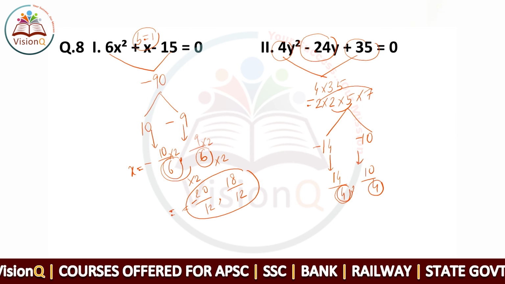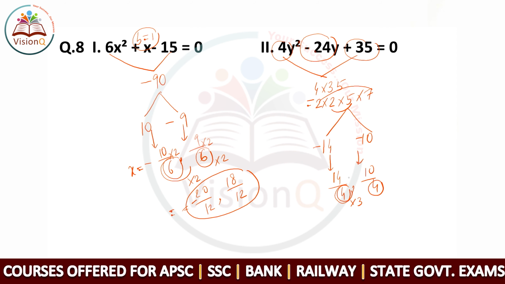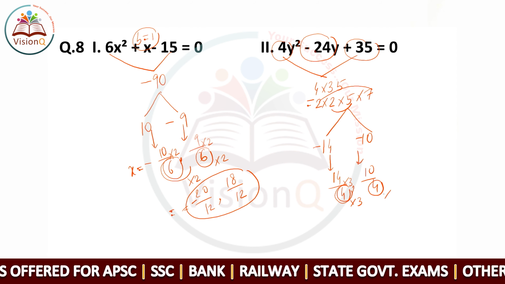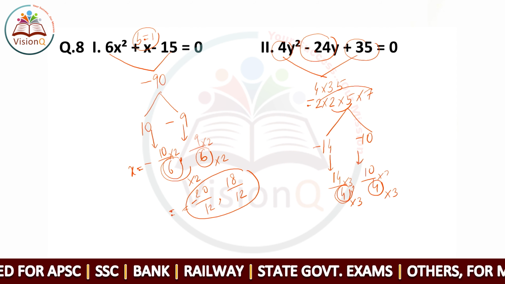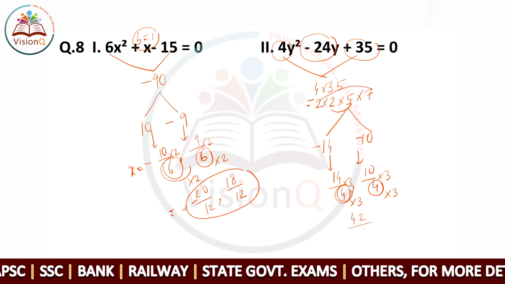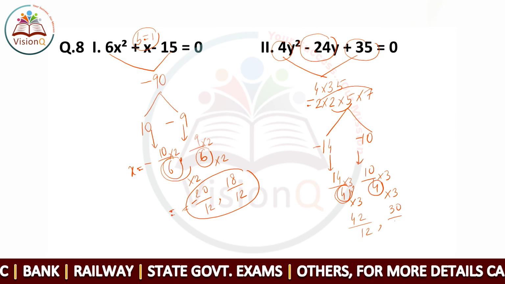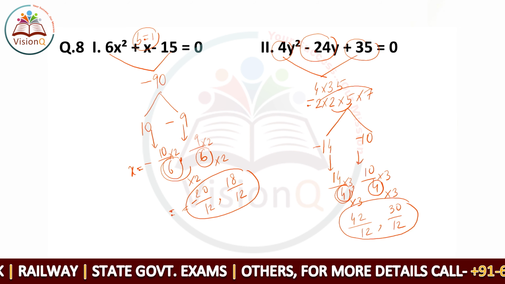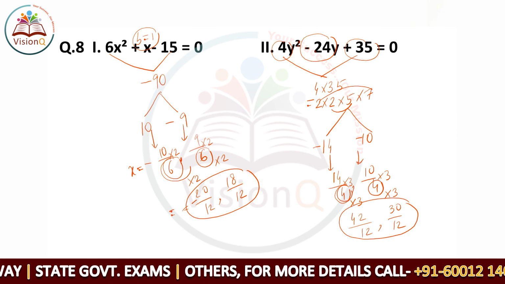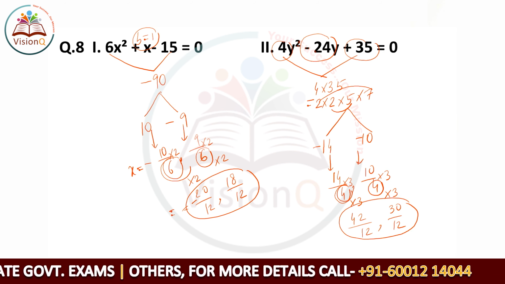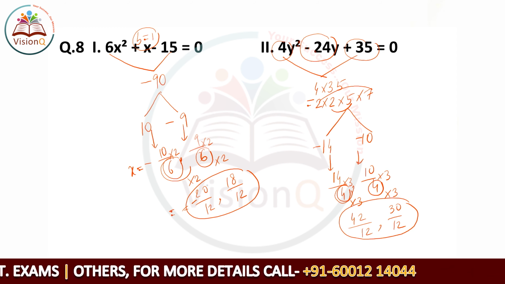And to make this 12, multiply by 3, also multiply this by 3. So it becomes 42 by 12 and 30 by 12. Now it is easier to compare x and y because the denominators have been made equal, which is 12. Now only see the numerators.